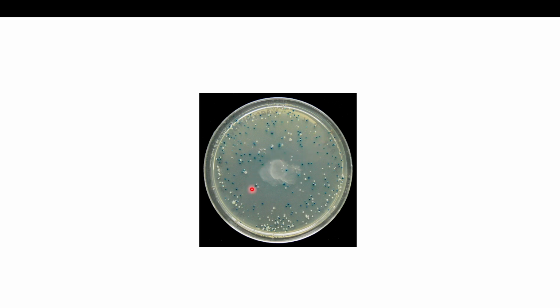So these blue ones suggest that the sequence of our interest has not really been inserted, because the beta galactosidase activity is intact. These white ones suggest that these cells have actually taken up the insert, and the sequence of our interest has been inserted at the correct position, because it has hampered the activity of the beta galactosidase enzyme. All right.